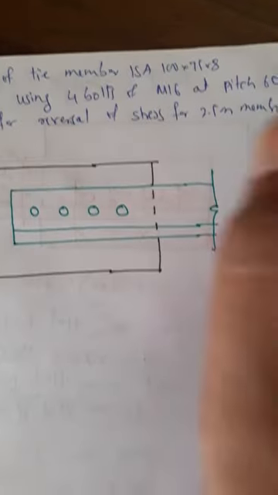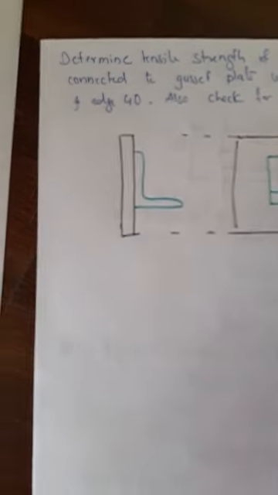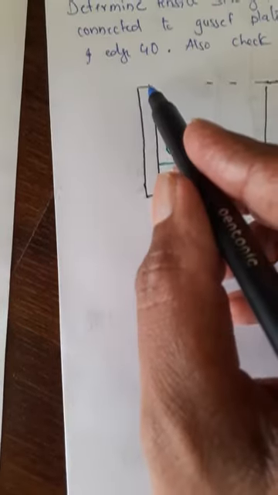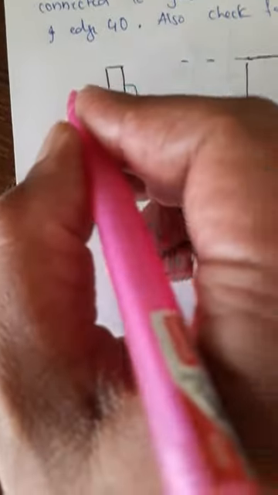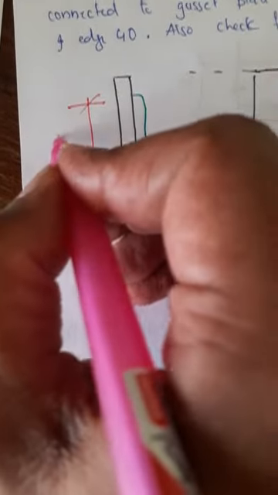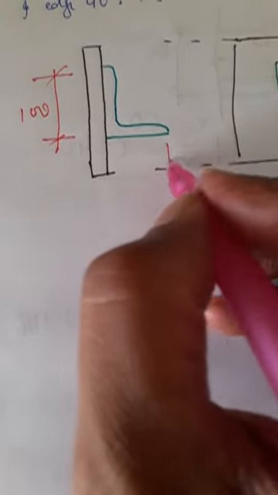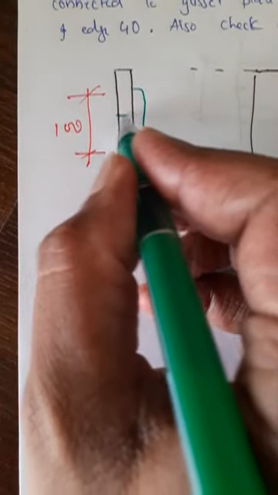So here this is an unequal angle 100 by 75. So always go for longer leg as connected leg. If this is the gusset plate and this is the angle, let this longer distance be 100 mm. Connected leg is longer distance. This is outstanding leg 75. Let the boltings be provided here.